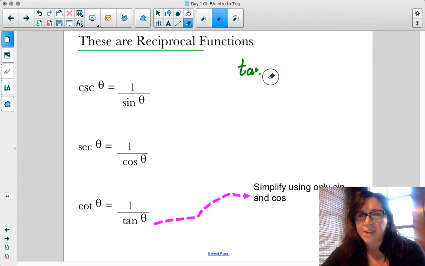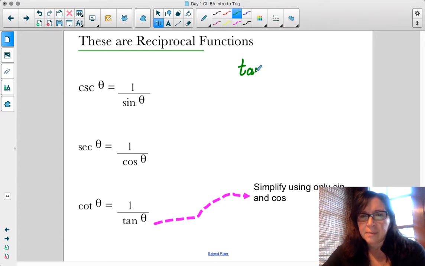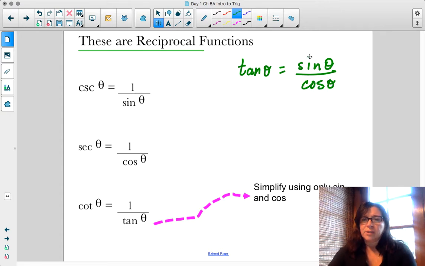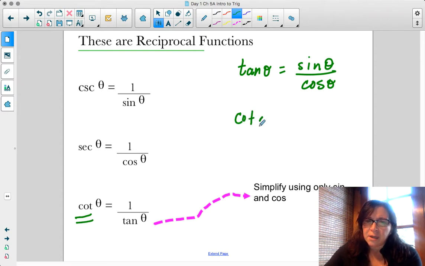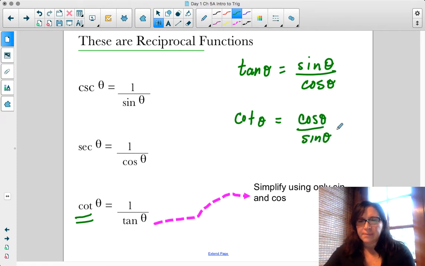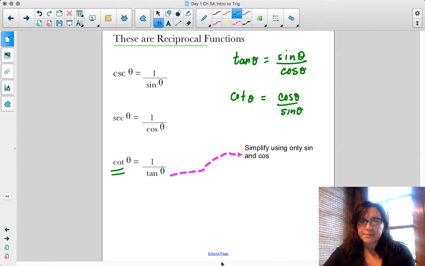When you're thinking of tangent of theta, tangent of theta is the same thing as sine of theta over cosine of theta. So those are equivalent. So cotangent of theta would be the same thing as saying cosine of theta over sine of theta. Okay? All right.